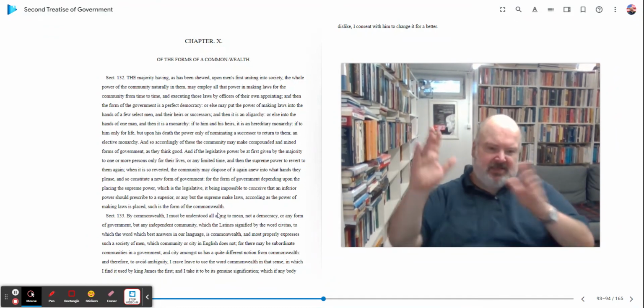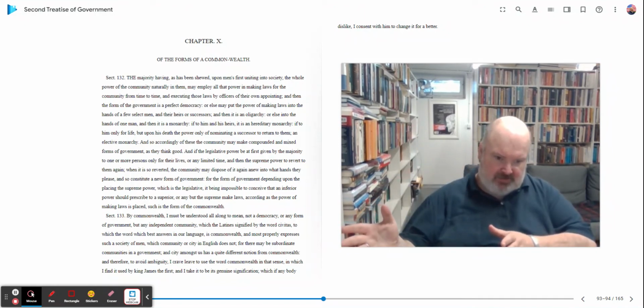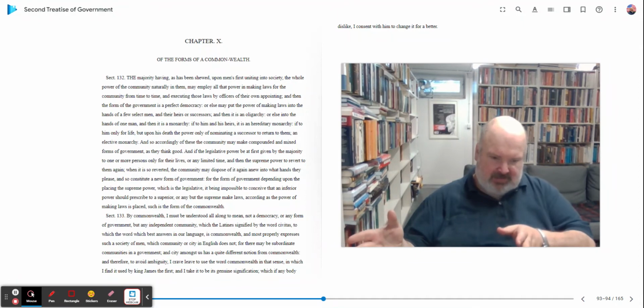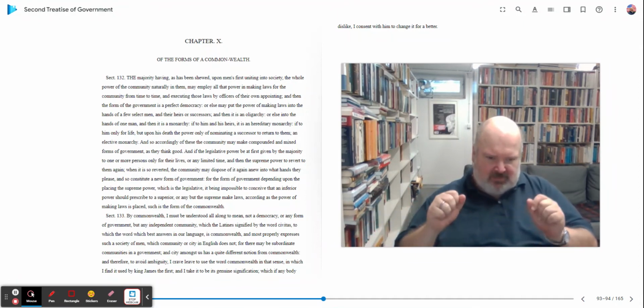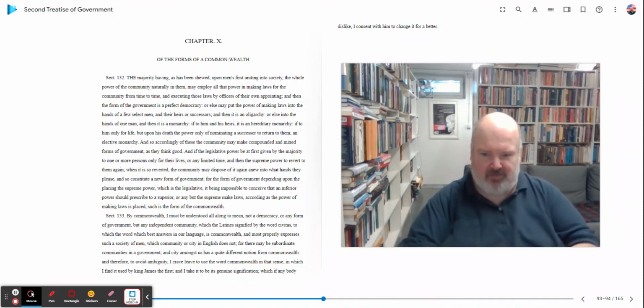So therefore, the legislative power is that which makes laws, okay? And this is the supreme power, he argues. In other words, wherever the legislative power is placed, this is the seat of power, this is the seat of government, okay?